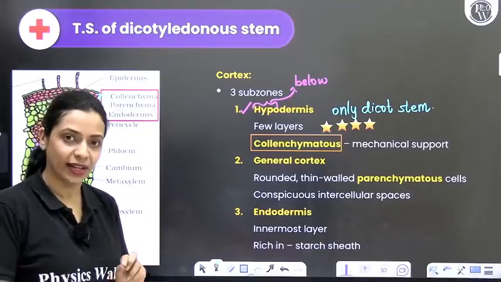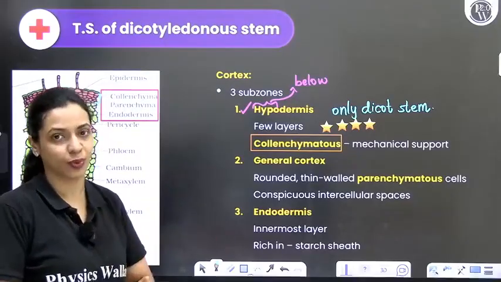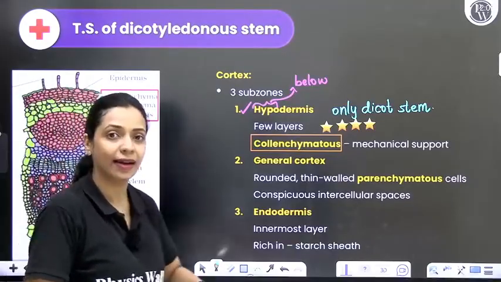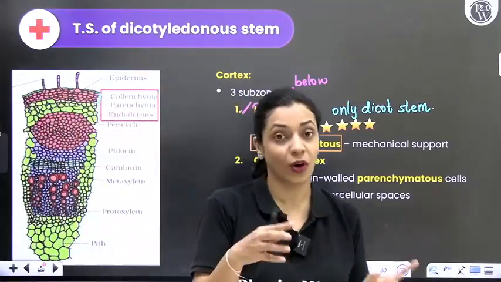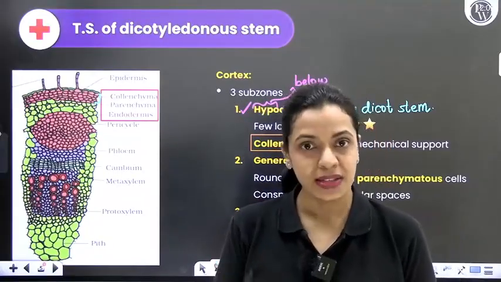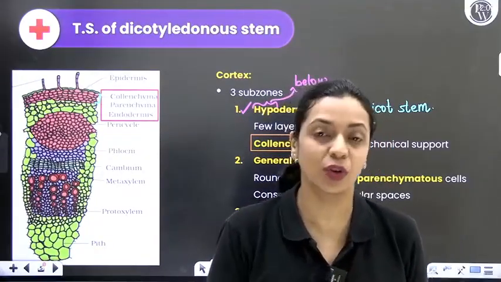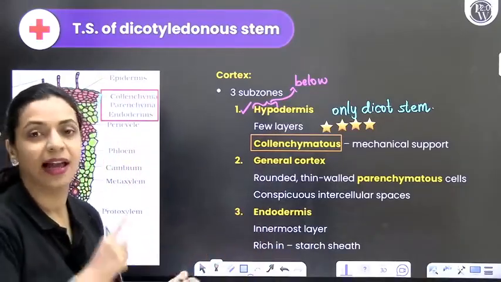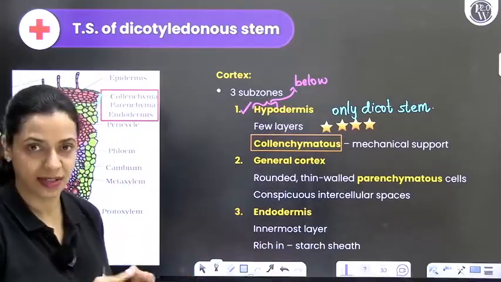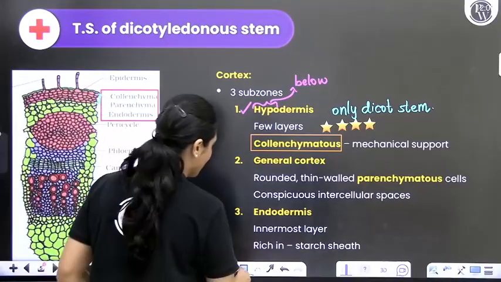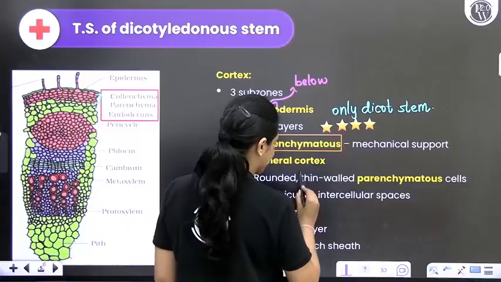Right below this hypodermis, you have what is called the general cortex. The general cortex is very similar to the cortex of the root. In the cortex of the root, what was present? We had parenchymatous cells with thin walls and intercellular spaces, right? Even over here, the general cortex will have parenchyma, multiple layers, intercellular spaces and thin walls.